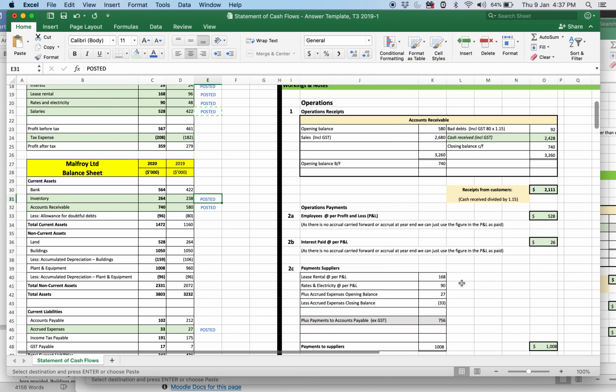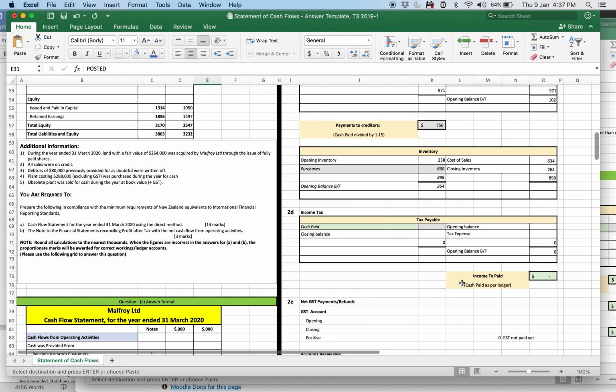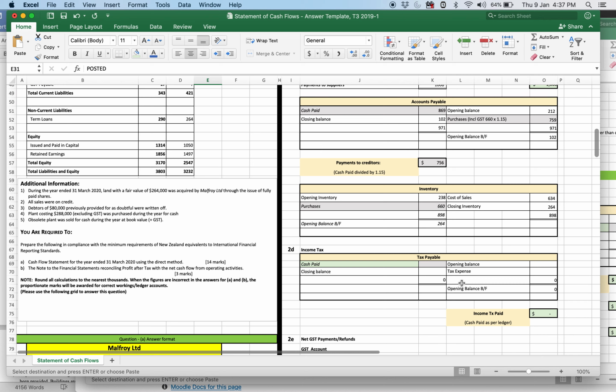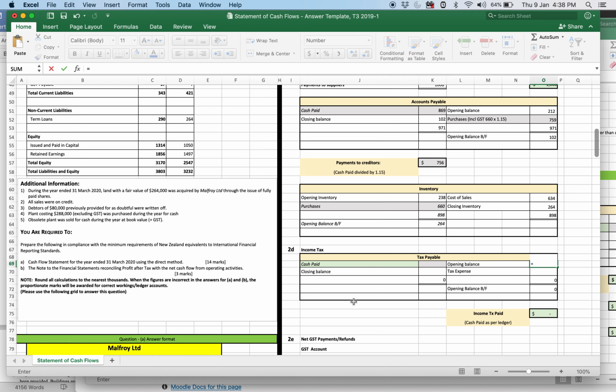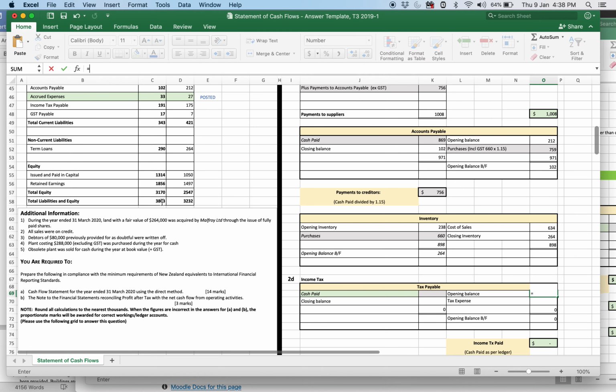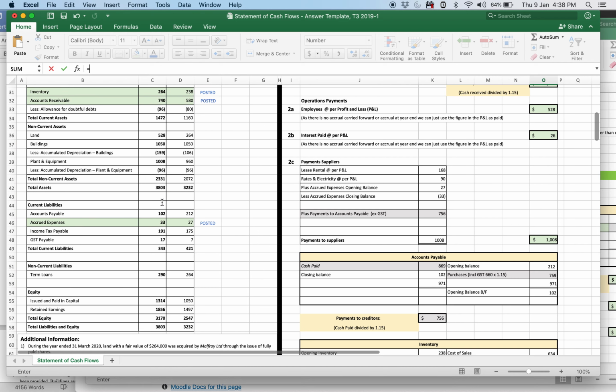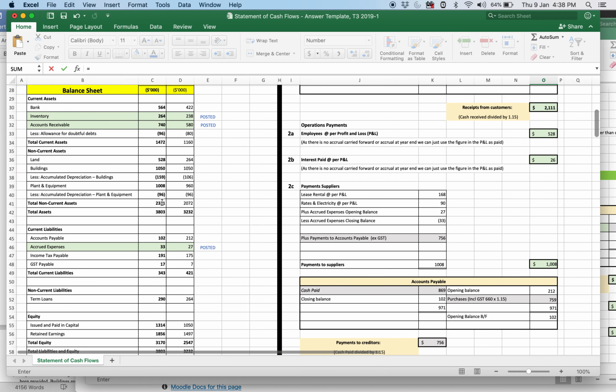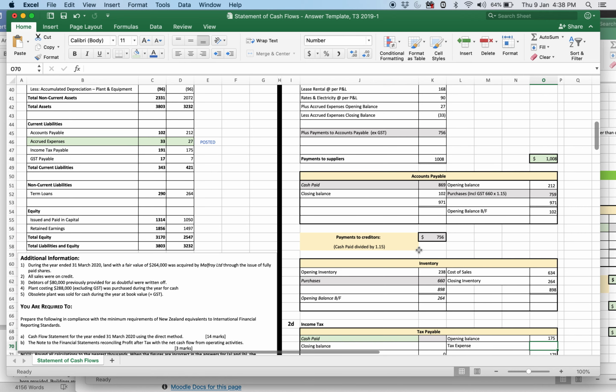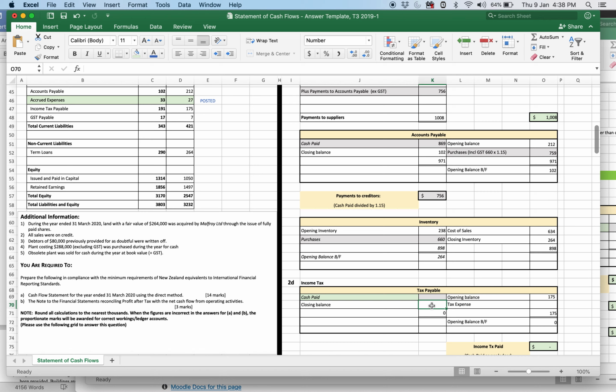So the tax one, to work out the tax, we go, what was our opening balance of tax payable? Opening balance of tax payable, which is an accrual in the balance sheet. So we should find tax payable as a liability, which it is there. That was the opening balance, and the closing balance is that one there. So that's our opening and closing balance.